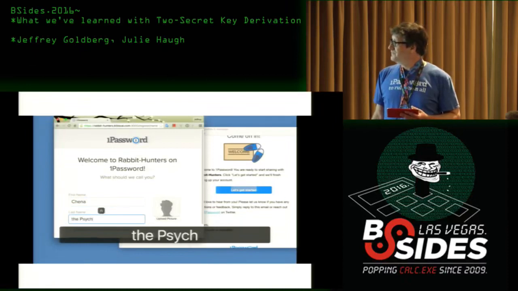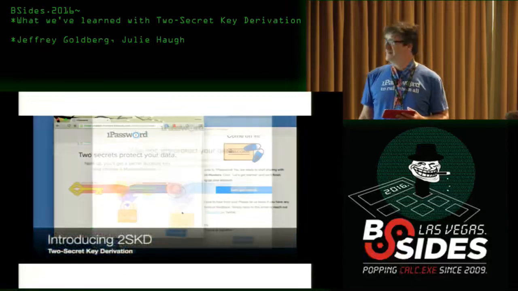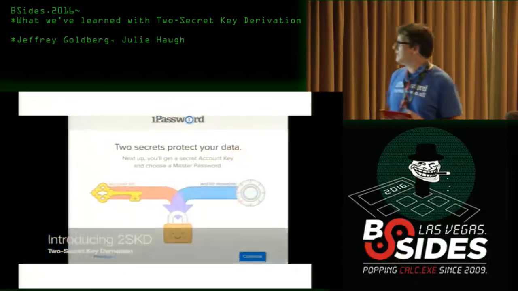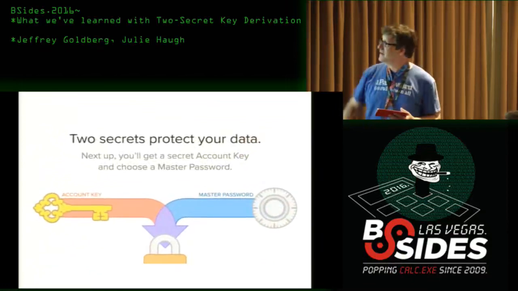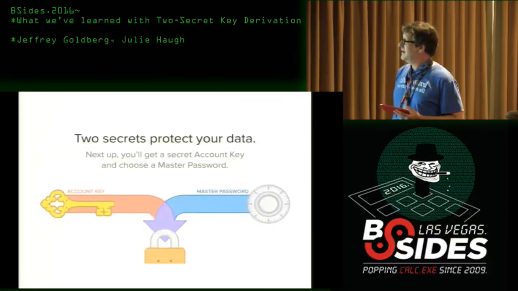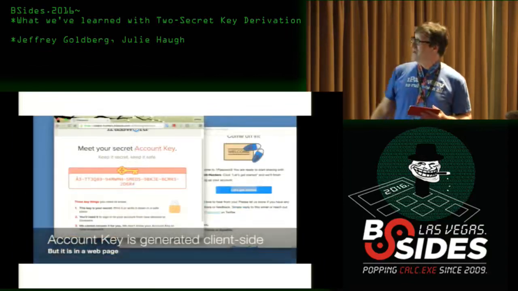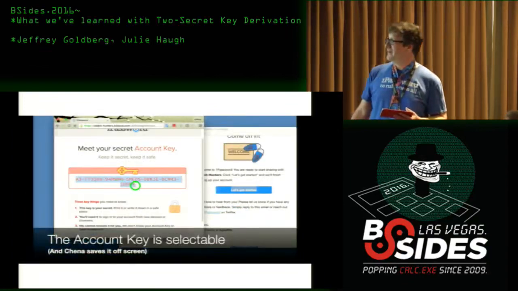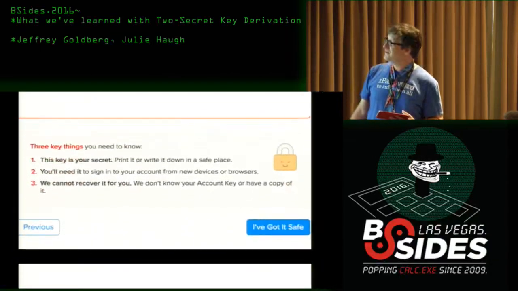Real name. And this, by the way, is me speeding up the video because I type really slowly, but Chaina types even slower. Okay, first presentation of two secrets. Protect your data. And now you are given your account key. Now the first part of it is non-secret information, but the bulk of it is secret.